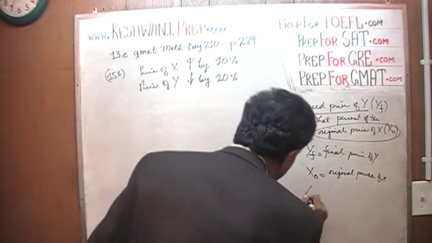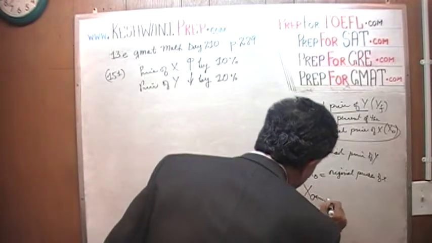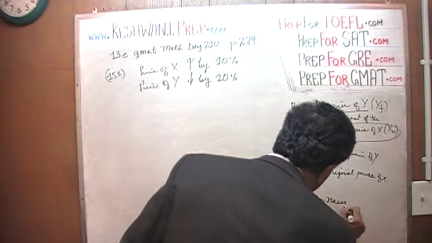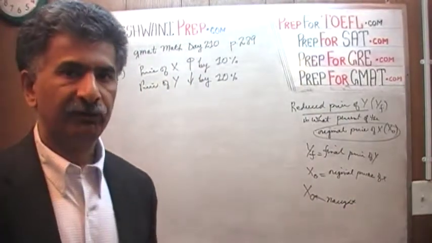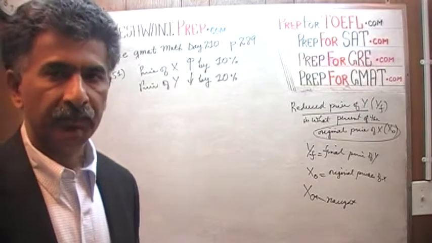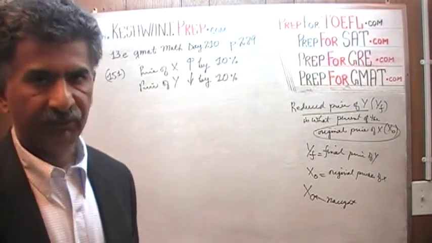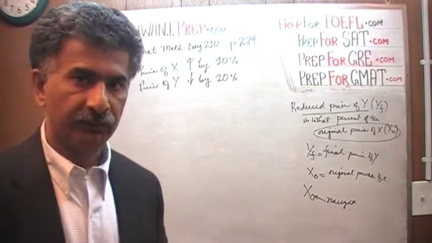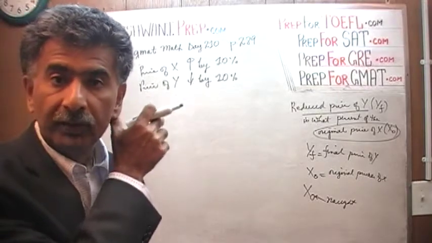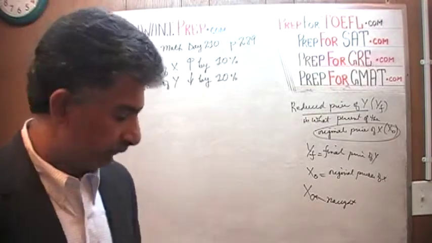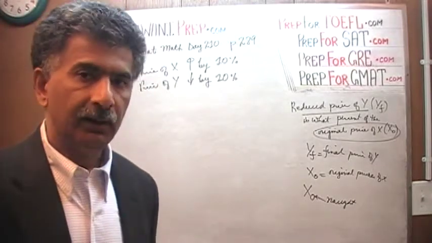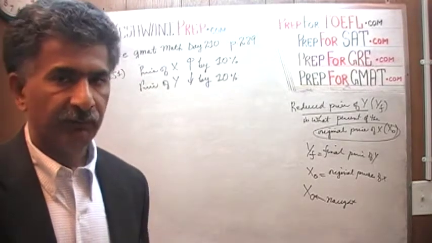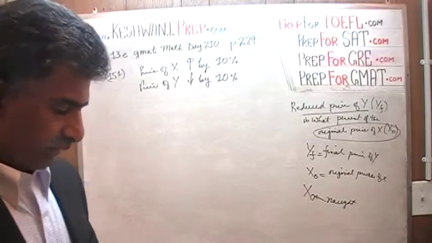This is to be read as X naught. It is not to be read as X0 or XO as some people read it. It's not XO, it's not X0. X naught is how it is read in a proper manner. We are using that symbol to designate the original price and subscript F for the final price or the reduced price.